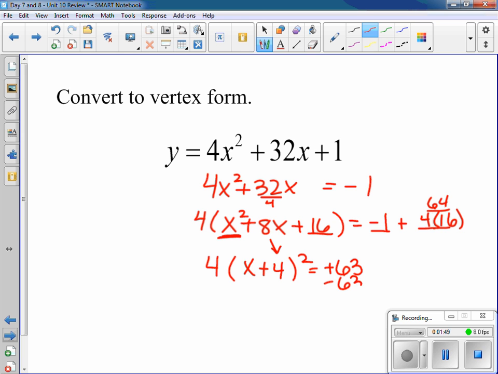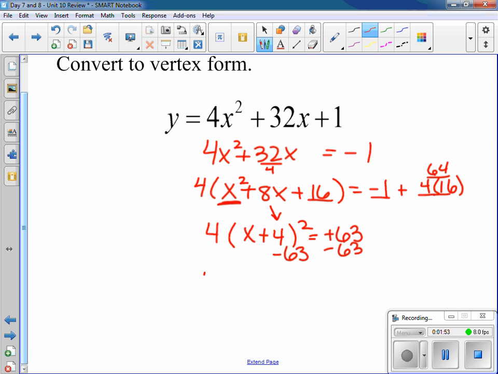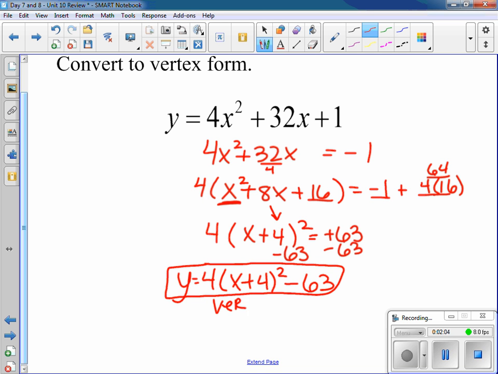And then all I have left is to move that 63 back over. So my final answer is 4 times x plus 4 squared minus 63. Don't forget your y equals. And your vertex is negative 4, negative 63.